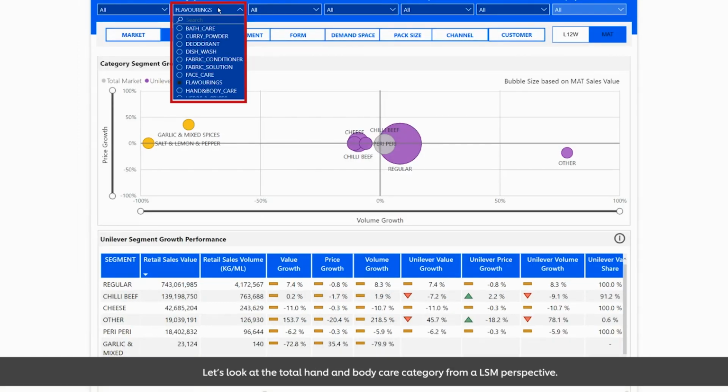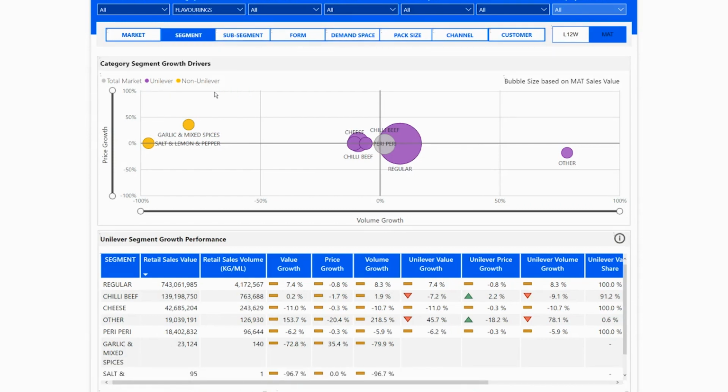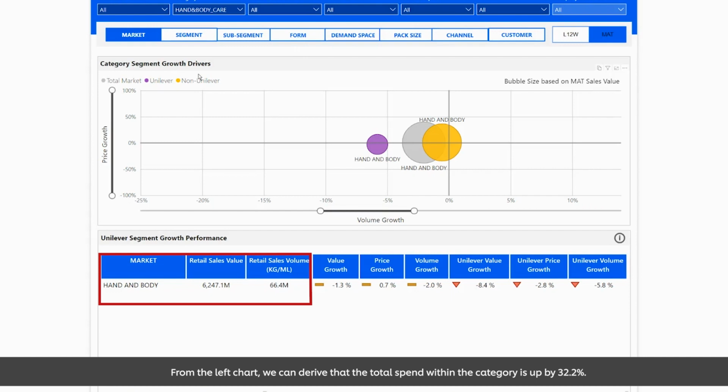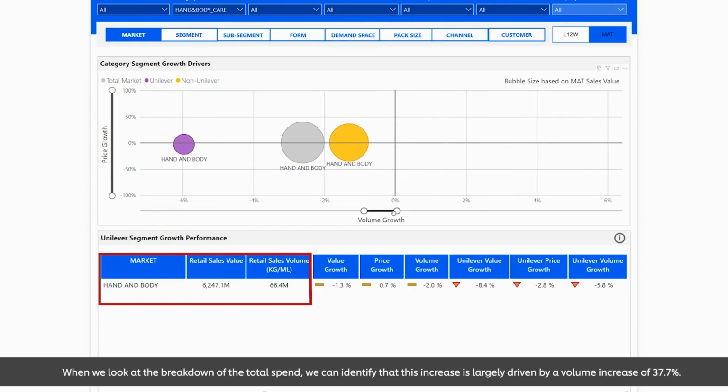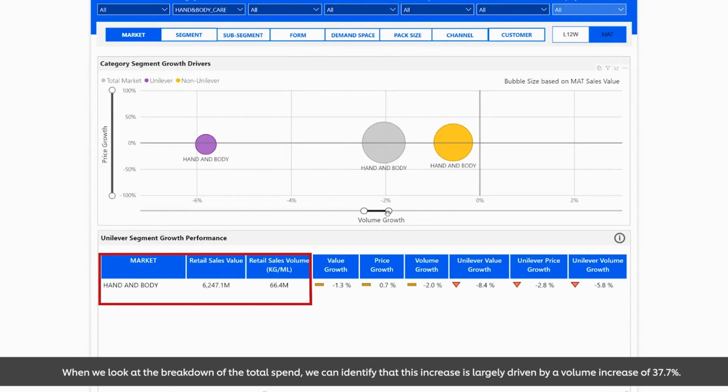Let's look at the total hand and body care category from a LSM perspective. From the left chart, we can derive that the total spend within the category is up by 32.2%. When we look at the breakdown of the total spend, we can identify that this increase is largely driven by a volume increase of 37.7%.